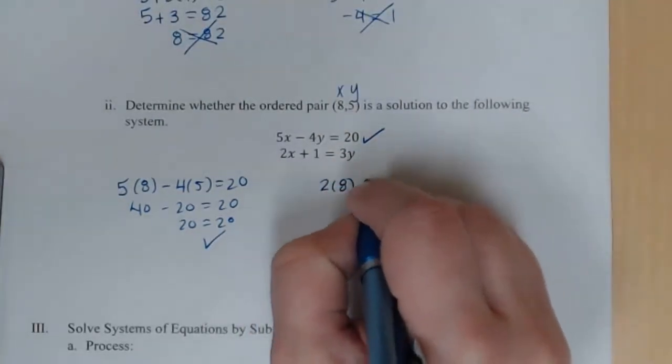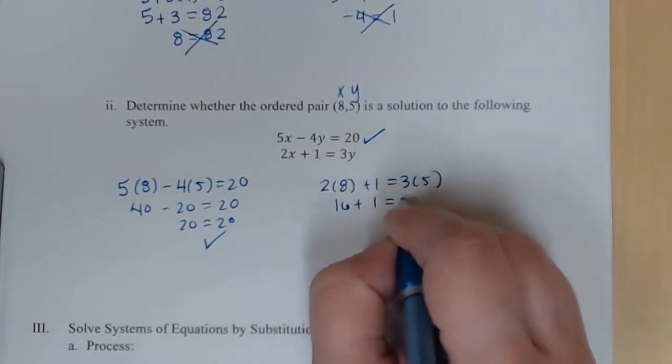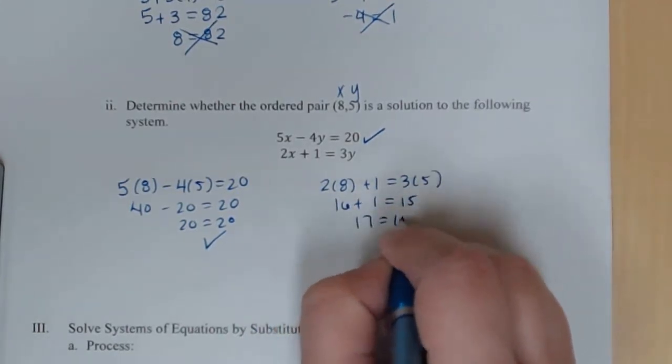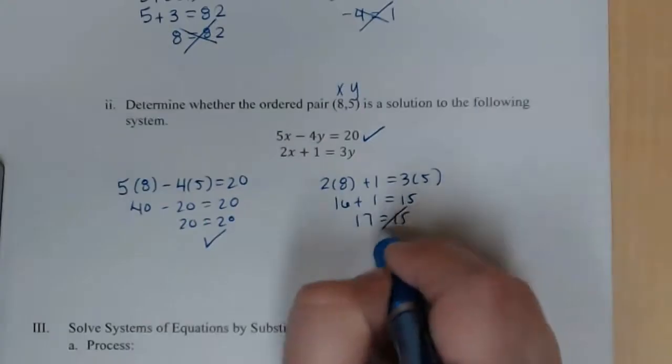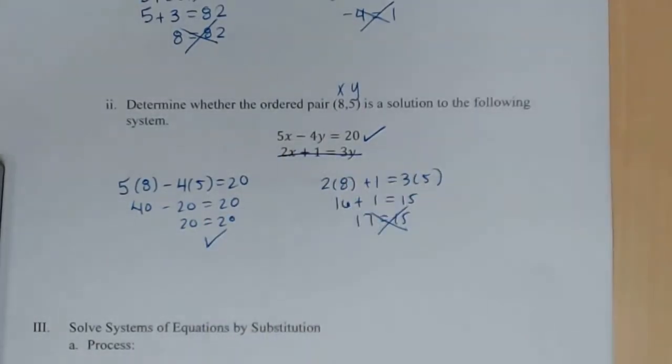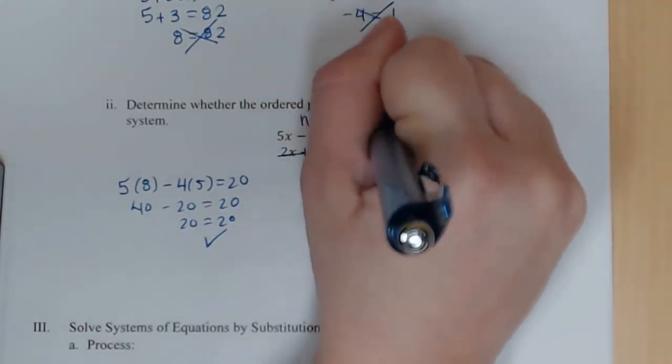So 2 times 8 plus 1 is equal to 3 times 5. That gives me 16 plus 1 equal to 15. Ugh, darn. This gives me 17 equal to 15, which is not true, so it does not work for the next one. So yet again, this is not a solution.